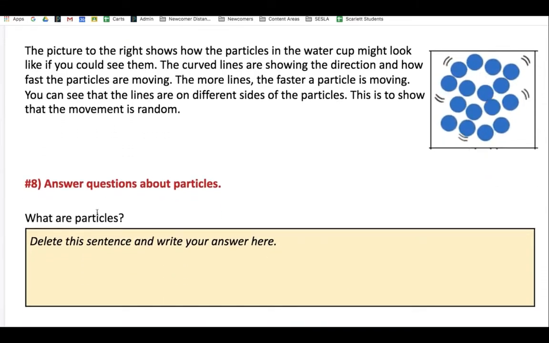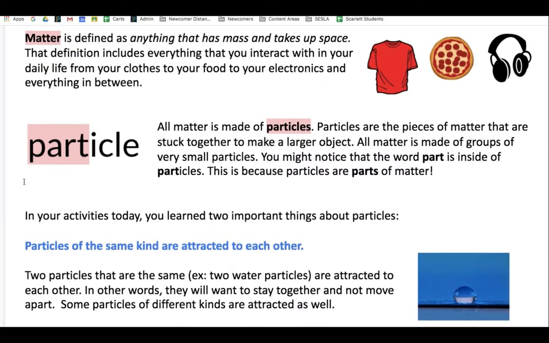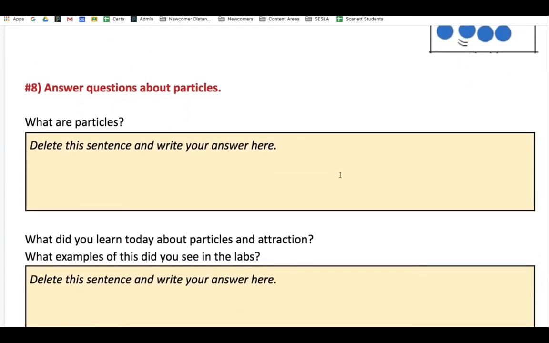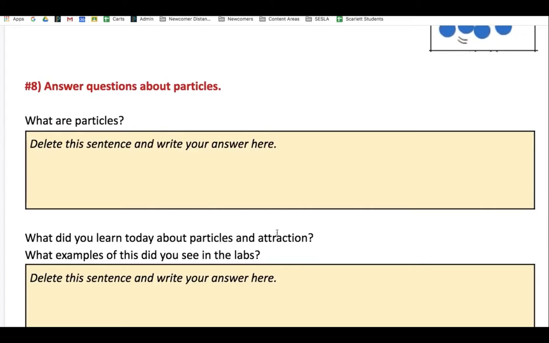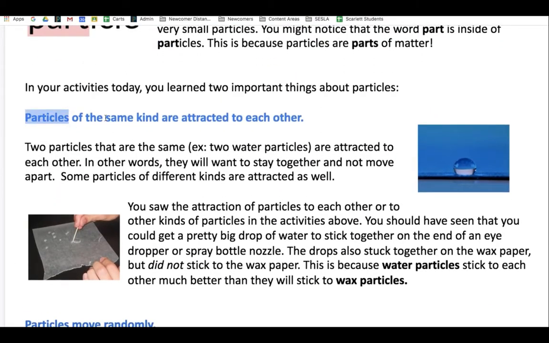To answer the questions, what are particles? Well, we learned that particles are the small parts of matter. Next question. What did you learn today about particles and attraction? What examples of this did you see in the labs? Well, we learned that particles of the same kind, like two water particles or two wax paper particles, are attracted to each other. They want to stay together. So we learned that particles of the same kind are attracted to each other. The examples that we saw of this were the water drops from the eyedropper and the water staying together, or water particles staying together on the wax paper.